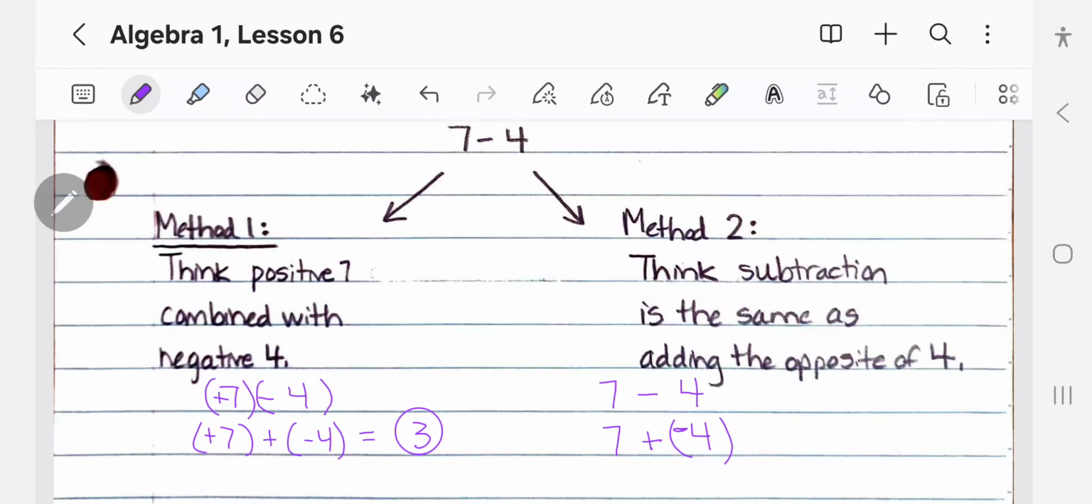Okay? This is the method I was taught. It may be the method that your parents or your teacher was taught. Subtraction is the same as adding the opposite. And then when you get it in this form, you do the same thing. Their signs are different. You have a positive and a negative being combined. So you subtract them and get 3. And you keep the sign of the one with the largest absolute value.